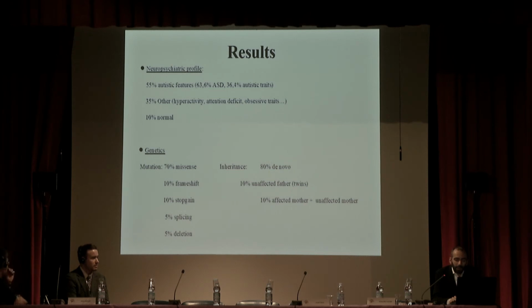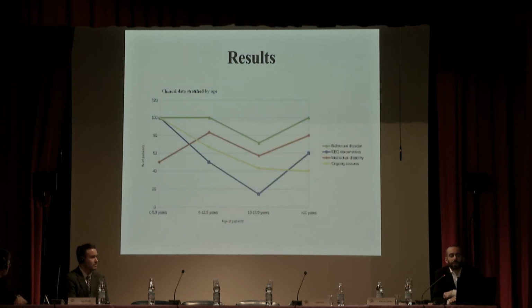2 twins inherit this from the unaffected father. 2 other patients from the mother. 1 is affected, 1 is unaffected, with borderline cognitive level and a case history of epilepsy.